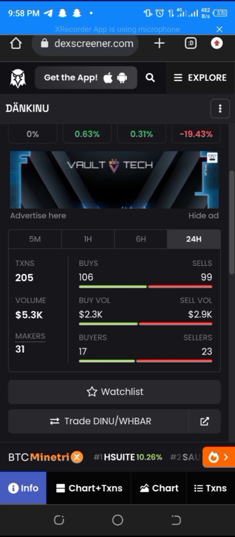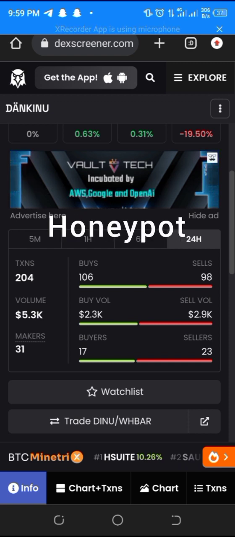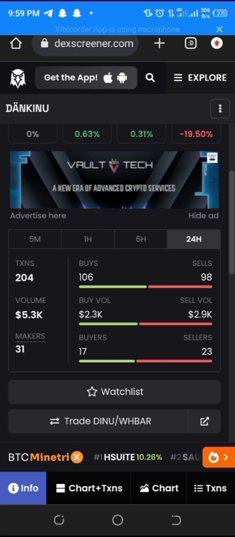So it is not possible in a 24-hour time frame that there is no one that sold the coin from among people that have bought. Someone has to have made profit that they want to sell and recover their profit, right? So if you are not seeing any sale, you are just seeing buys, that is the first thing to suspect and check, to know if this coin is a honey pot. Because if it is a honey pot, then your money will be gone. You will buy and you will not be able to sell, right? So that is how it is about honey pots.